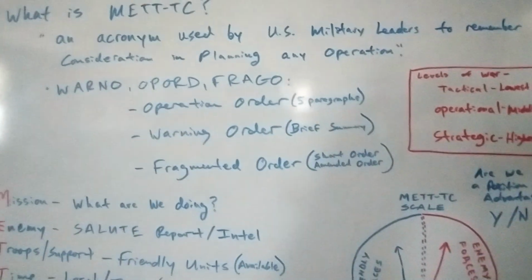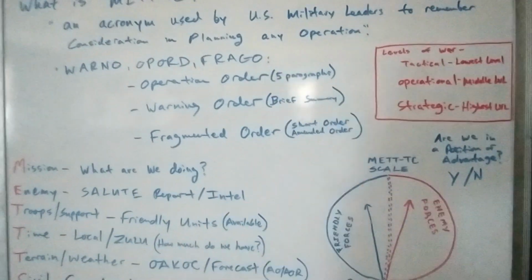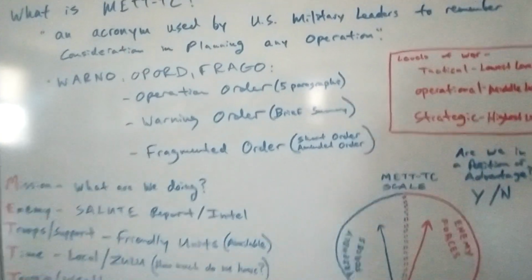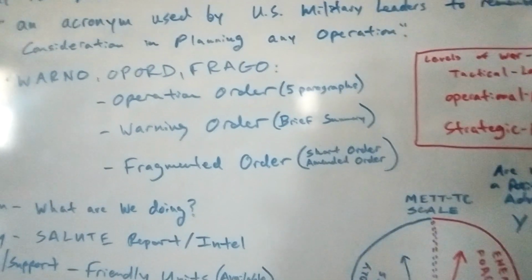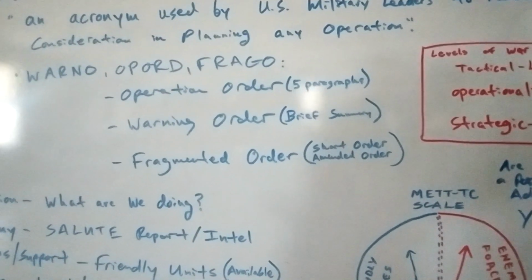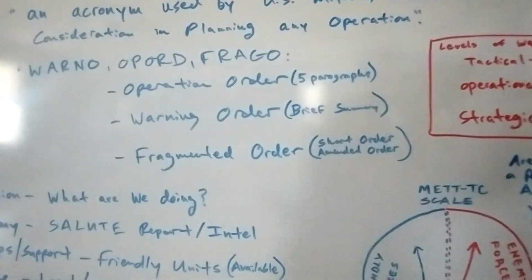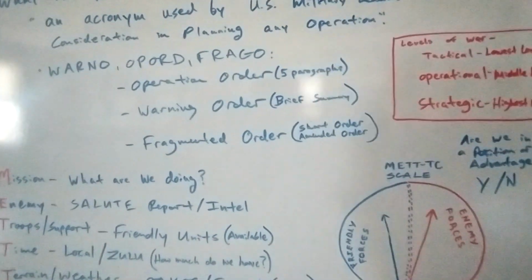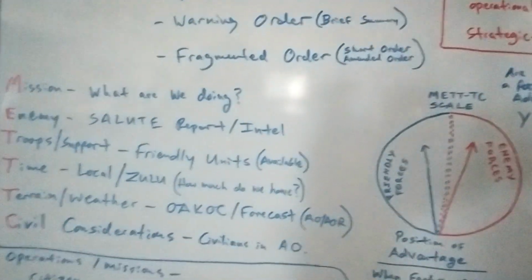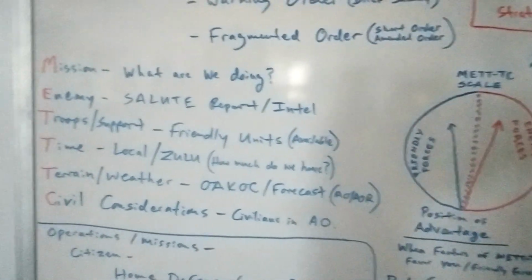Op orders are usually about 5 paragraphs, could take days or even weeks to complete, depending on intelligence in the area. Right? And then a warning order is going to be a brief summary of said op ord disseminated down to lower level troops. And a FRAGO is going to be a short order or an amended order, or an amendment to a pre-existing order.